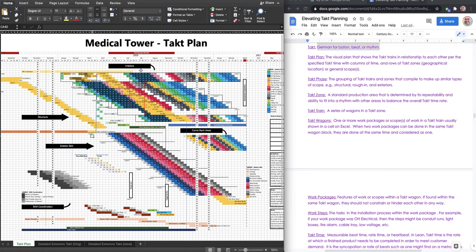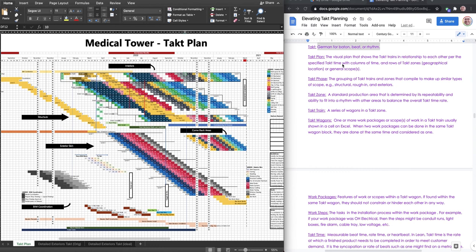That means, when does that drum beat? Every time that drum beats, then trades are triggered. They know to go into a different area. Like for instance, right here, the drum beats, then 9 knows that they're supposed to start. Then the drum beats again, then 10 knows that they should start. Then the drum beats again, then the second 10 knows that it needs to start. So that's takt time.